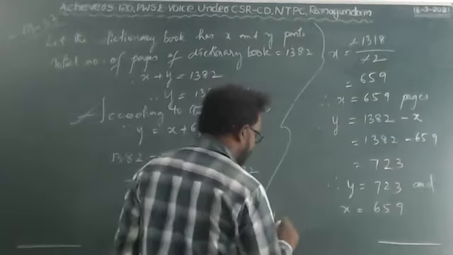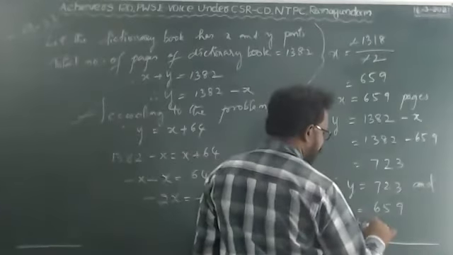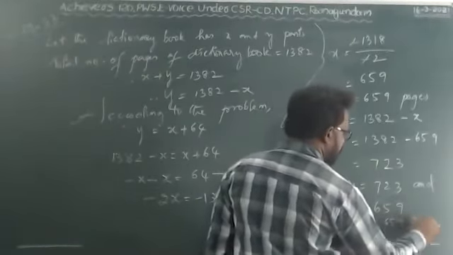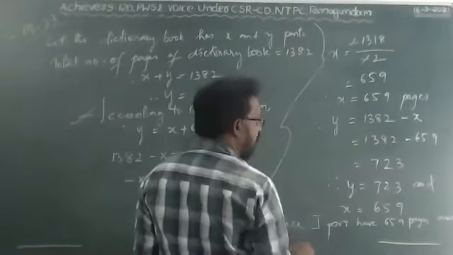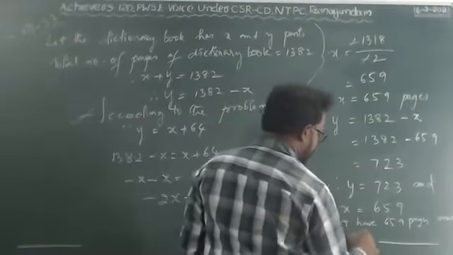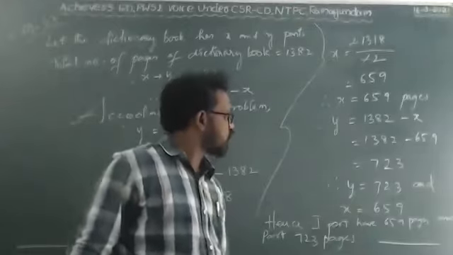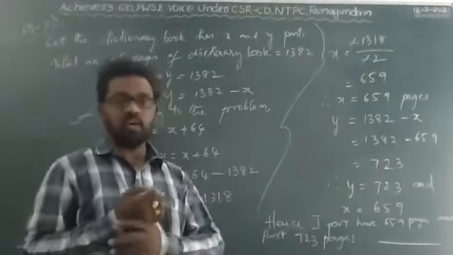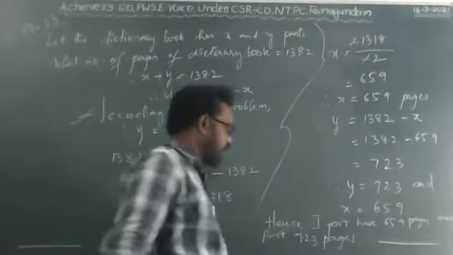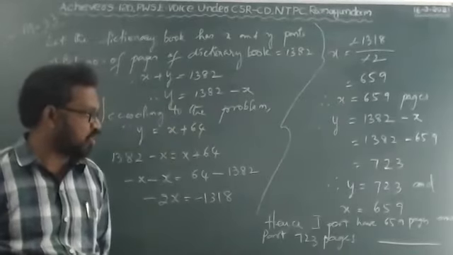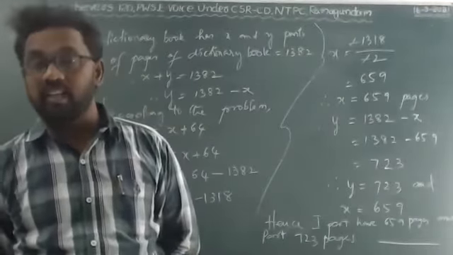So lastly, the first part has 659 pages and the second part has 723 pages of the dictionary book.